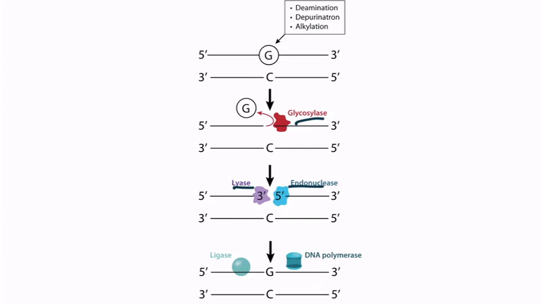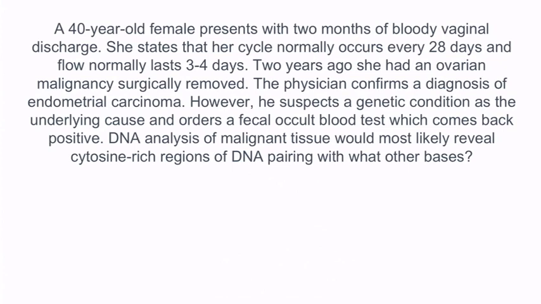Okay, let's do another question. A 40-year-old female presents with 2 months of bloody vaginal discharge. She states that her cycle normally occurs every 28 days and flow normally lasts 3 to 4 days. 2 years ago, she had an ovarian malignancy surgically removed. The physician confirms a diagnosis of endometrial carcinoma. However, he suspects a genetic condition as the underlying cause and orders a fecal occult blood test, which comes back positive. DNA analysis of malignant tissue would most likely reveal cytosine-rich regions of DNA pairing with what other bases?